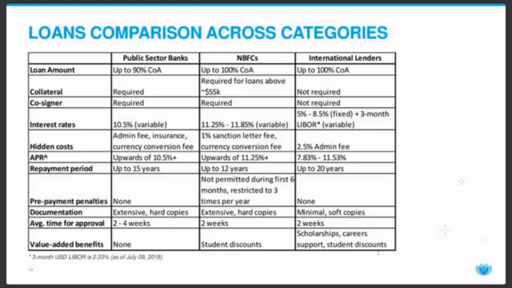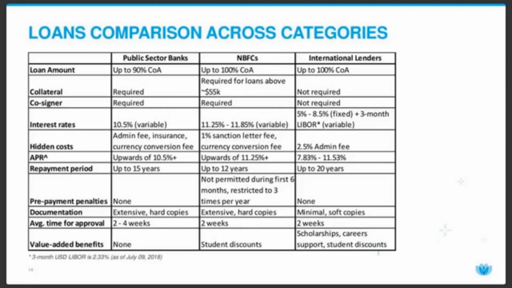The APR, again, is important because this is what helps you compare loans. So public sector banks, by virtue of having those additional hidden costs, would be upwards of 10.5%. Now, we've not put a number out there because we don't know how these stack up. And you shouldn't try to attempt calculating APR on your own. Just ask the bank to provide it. Similarly with NBFCs, if the interest rate starts at 11.25% and they have a sanction letter fee, currency conversion, it's going to be north of 11.25%. The exact figure is again something you should request from the lender.